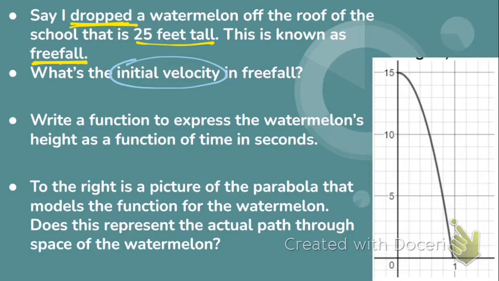Like before it even starts to fall, like right as I release it, like if you could do stop motion, how fast is it going? 0. All I did was take my hand off it. I didn't put any force behind it. I didn't throw it down. I didn't throw it up. I didn't throw it at all. I just let it go. So its initial speed, or its initial velocity, would be 0 feet per second.